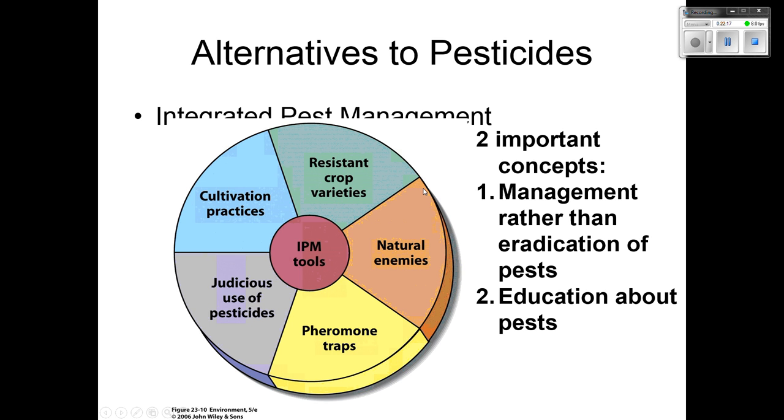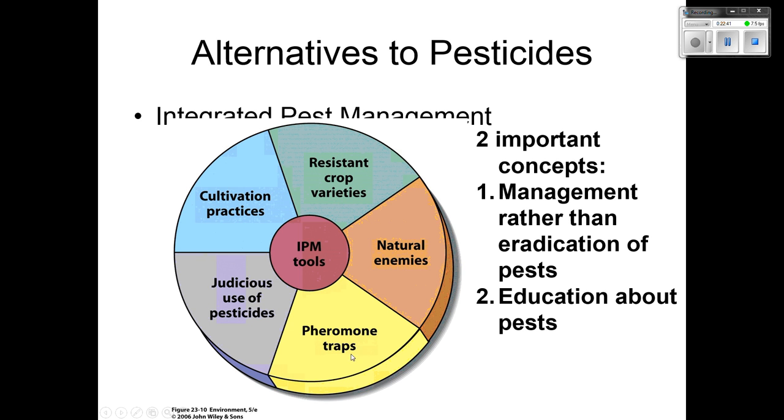And pheromone traps, we talked about that. So these are traps that are going to use the pheromones of the insects. It's going to either attract the insect during the mating season and then trap them, or they can be sprayed in the air and kind of confuses the insects so they don't know where they're supposed to be going to mate. And just a reminder, pheromones are sexual attractants.